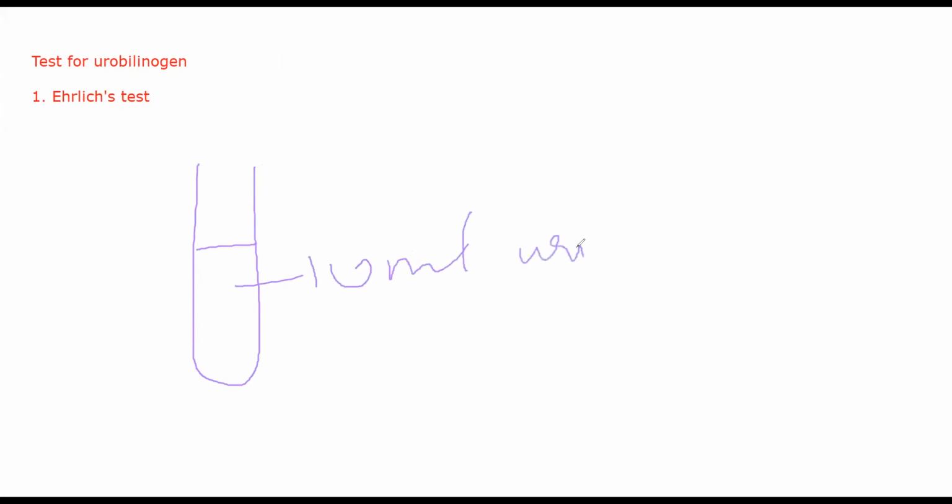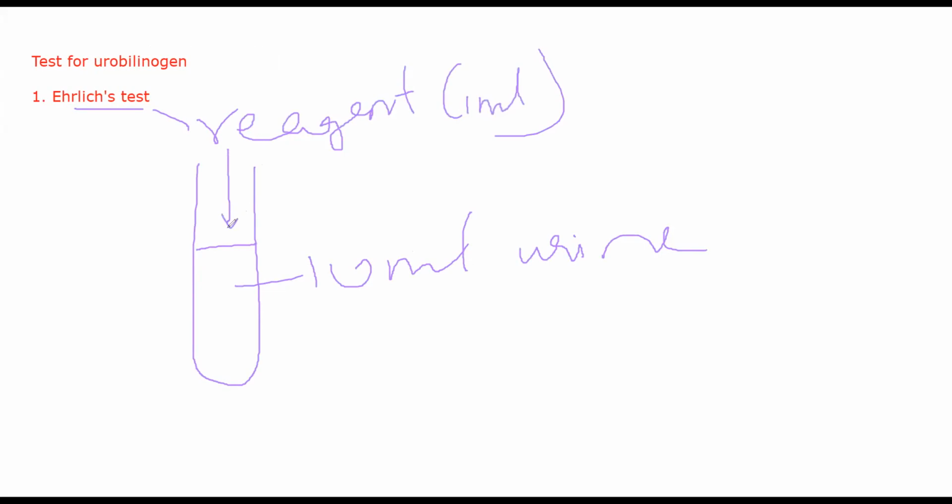The aldehyde in Ehrlich's reagent will combine with urobilinogen and you will get a reddish purple colored compound. So what you do is you take a test tube and you take 10 ml of urine. In that you will add Ehrlich's reagent, about 1 ml. Once you have added this, just wait for 3 to 5 minutes.